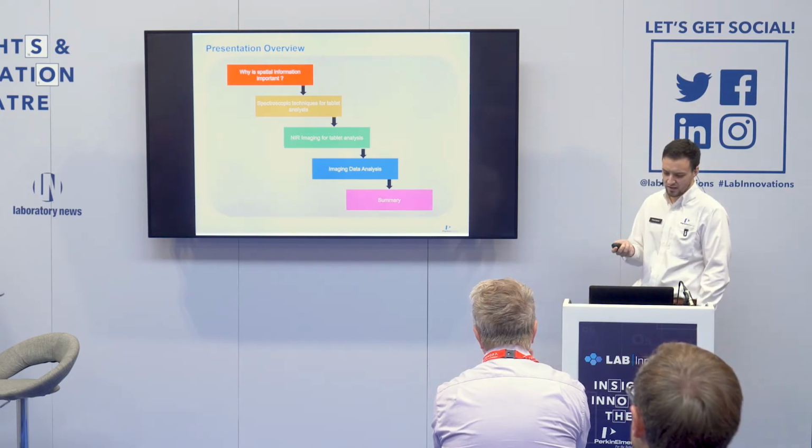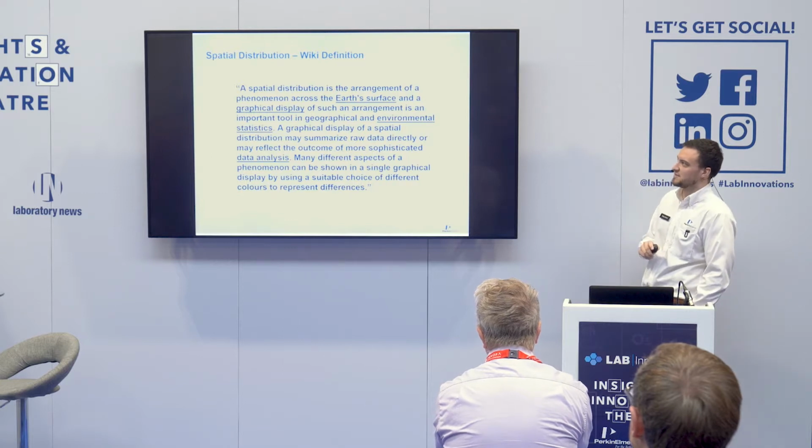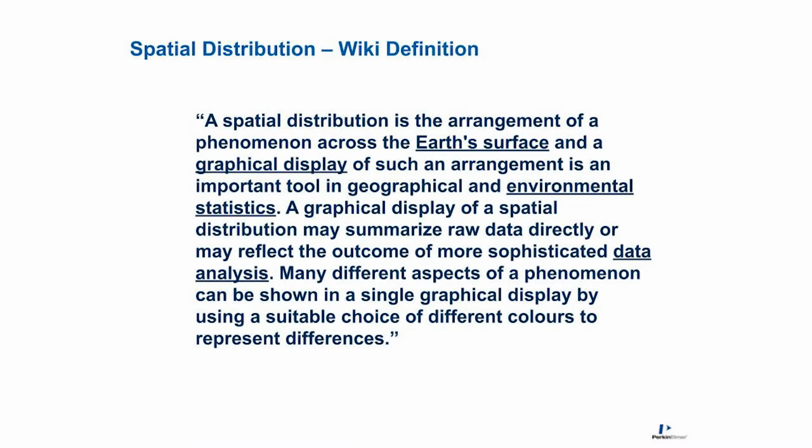So just to start off things, spatial distribution, if you don't know what it is, I've gone to this reliable source of Wikipedia to give me a definition. So we've got: a spatial distribution is the arrangement of a phenomenon across the Earth's surface, and a graphical display of such an arrangement, an important tool in geographical and environmental statistics.